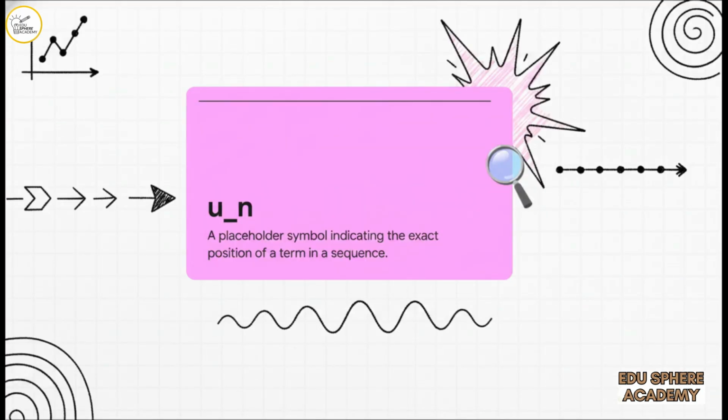Have you ever seen a lowercase u with the tiny n next to it? People overthink this. That little n is just a placeholder symbol. It simply tells you the exact position of a term in a sequence. It marks the nth term. So if your sequence rule says u4, it just means you're looking for the 4th number in line. That is all there is to it.